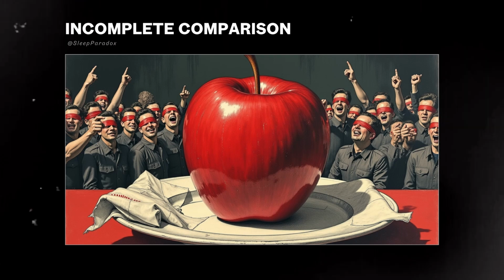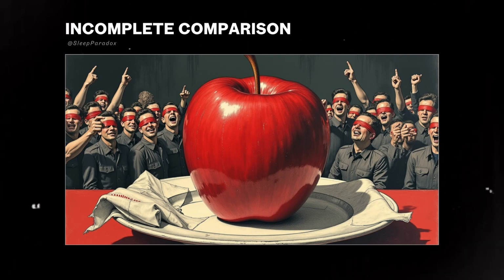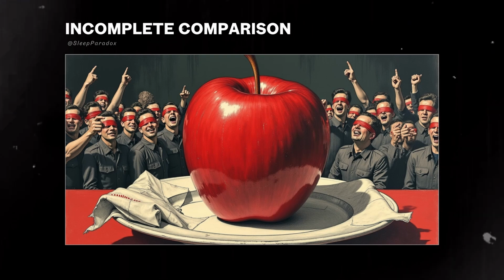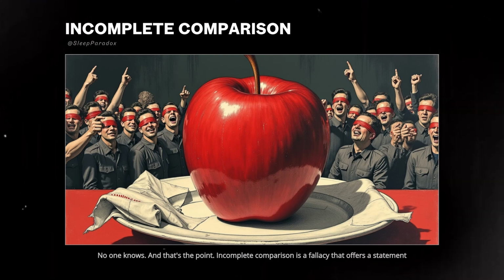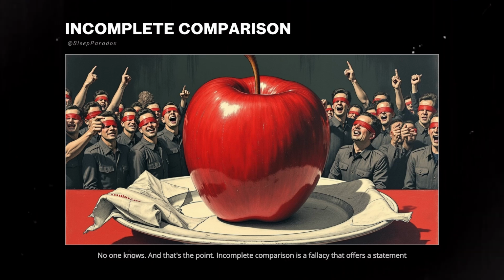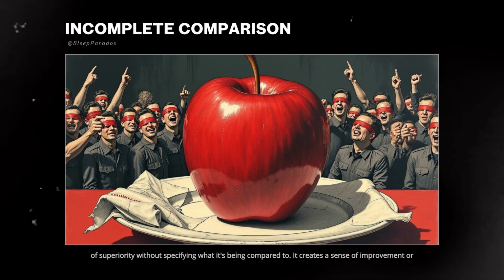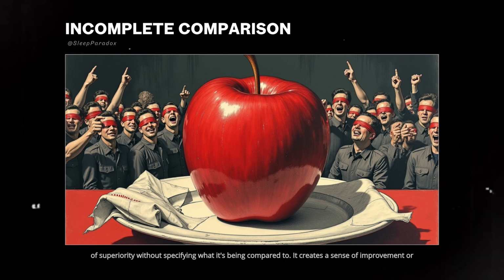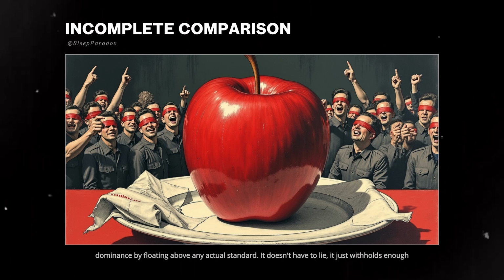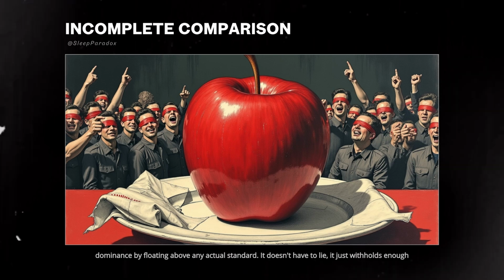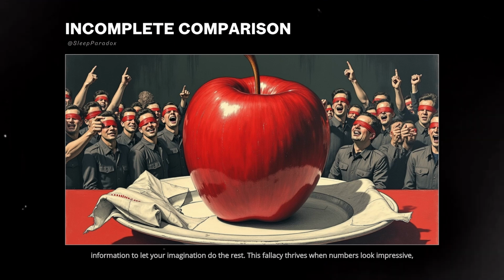Incomplete comparison. A cereal box boasts, now with 20% more nutrition. More than what? The old version? The competitors? A bowl of cardboard? No one knows. And that's the point. Incomplete comparison is a fallacy that offers a statement of superiority without specifying what it's being compared to. It creates a sense of improvement or dominance by floating above any actual standard. It doesn't have to lie. It just withholds enough information to let your imagination do the rest.